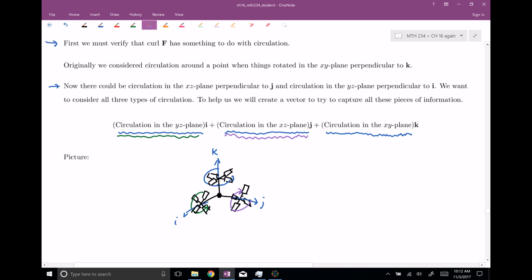And so I want to embed three pieces of information. I want to embed circulation in the yz plane, circulation in the xz plane, and circulation in the xy plane. Those are the three pieces of information that I want to embed in some mathematical thing. And a good mathematical thing to embed three pieces of information is, well, a vector, right?